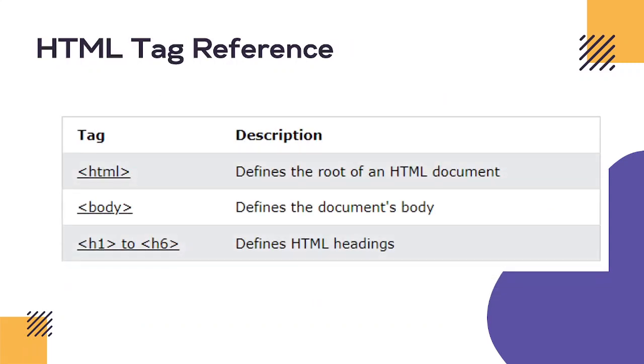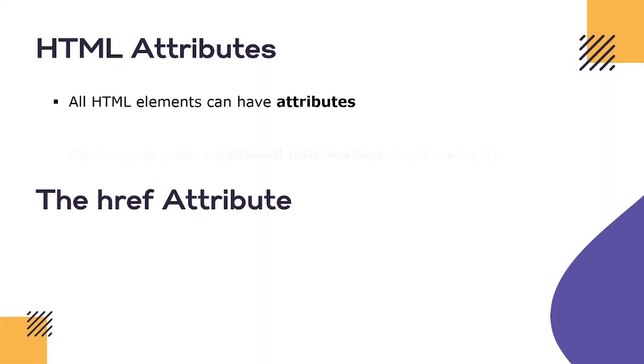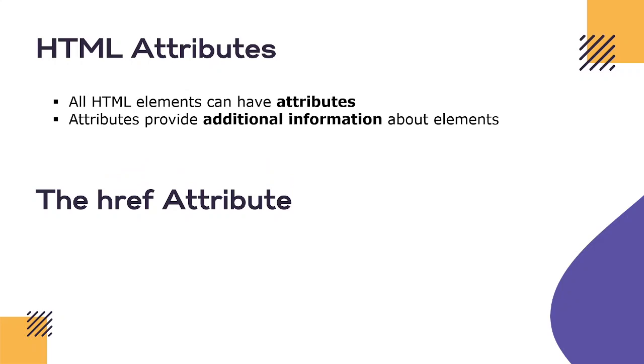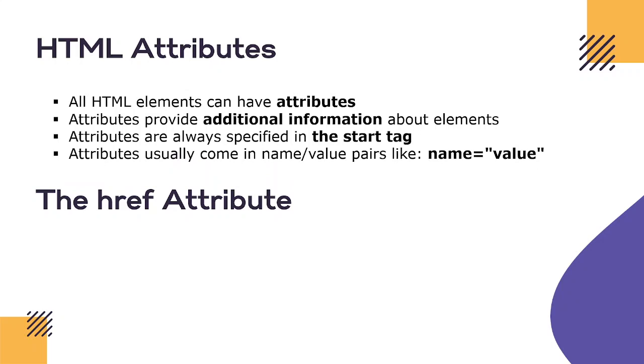HTML tag reference. HTML defines the root of an HTML document. The body defines the document's body, and H1 to H6 define the HTML headings. The HTML attributes: all HTML elements can have attributes. Lahat po. Attributes provide additional information about elements, and they are always specified in the start tag. Attributes usually come in name-value pairs like name equals the value in double quotes.